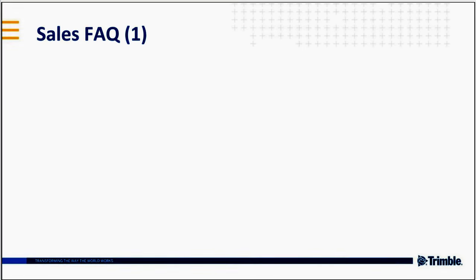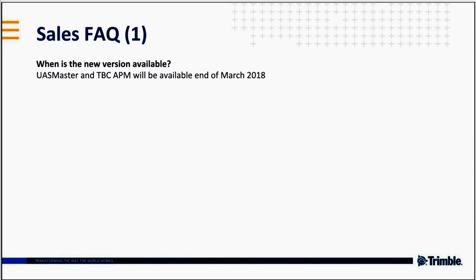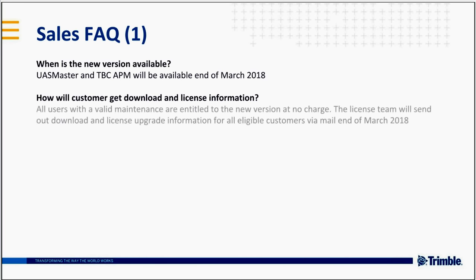Let's go over now to important information from the sales perspective. The first one, I gave you already the answer. When is the new version available? It's end of March, the next weeks. And how will customers get the download and license information? Here I can inform you that all users with a valid maintenance contract will get the new version free of charge. And the license team will send out the download and license upgrade information for all customers under maintenance via email end of March.